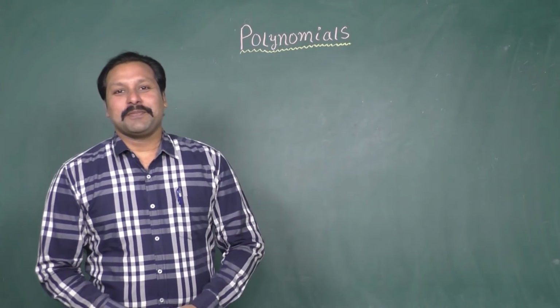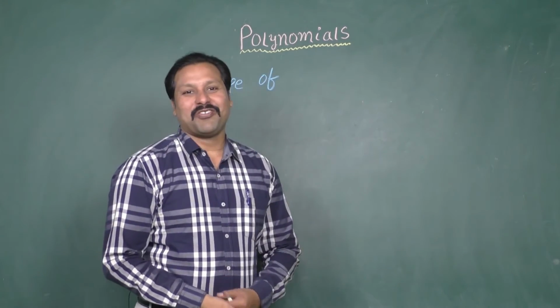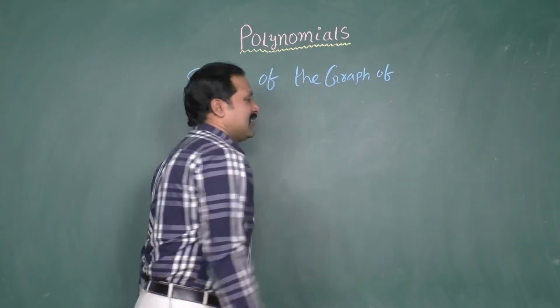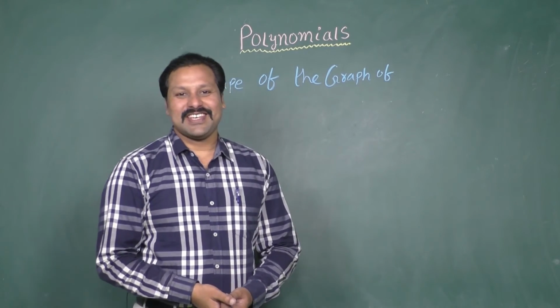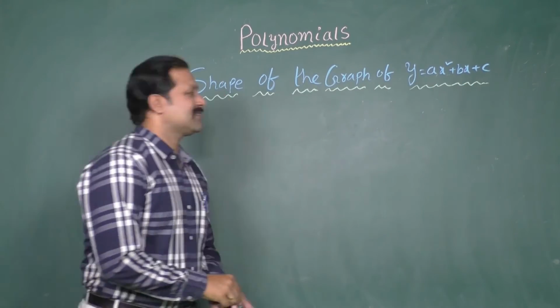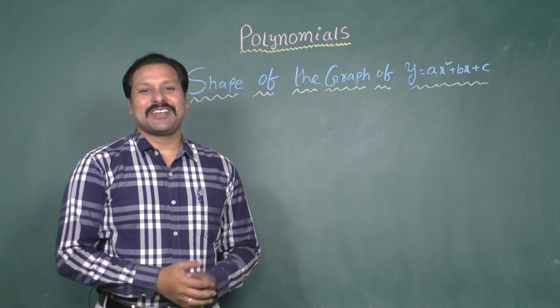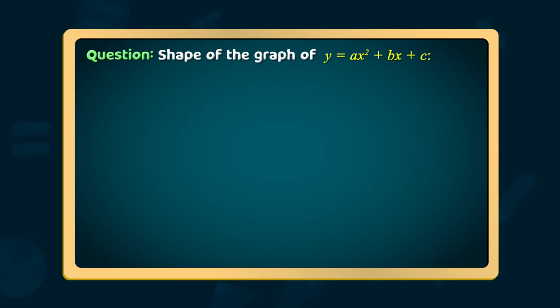Today we are discussing the shape of the graph of y equal to ax square plus bx plus c. Let us learn this concept through our animation. Shape of the graph of y equal to ax square plus bx plus c.